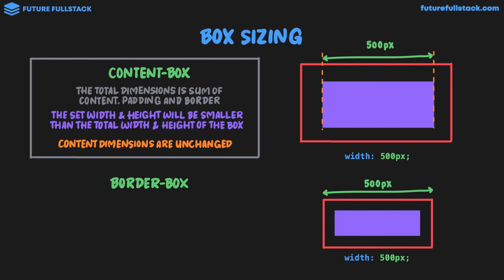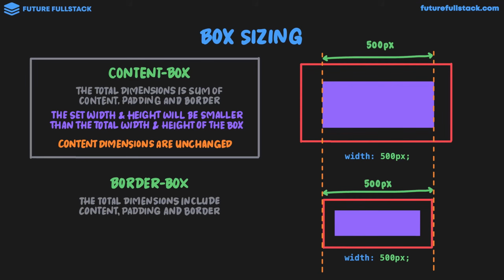You can see when I add in these orange lines, the big difference between content box and border box. In content box, the width is just the width of the content. In border box, the width is the total width of the content, padding, and border. So in border box, the total dimensions include content, padding, and border. For border box, the set width and height will match the total width and height of the box.